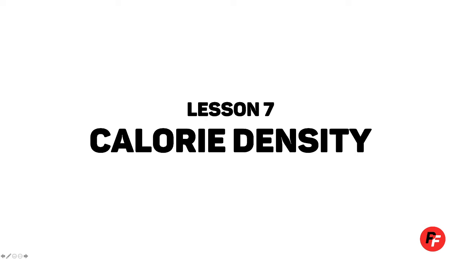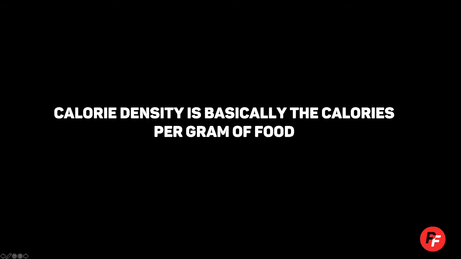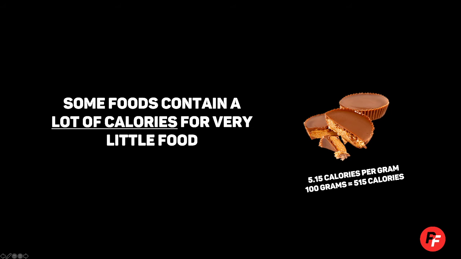Calorie density. In this video, we're going to talk about calorie density. Now, calorie density is basically the amount of calories per gram of food. Some foods contain lots of calories for a very small quantity. So, this would mean that there are a lot of calories per gram. An example on the right hand side is these Reese's chocolates. They are about 5 calories per gram, which means in 100 grams there's about 500 calories.